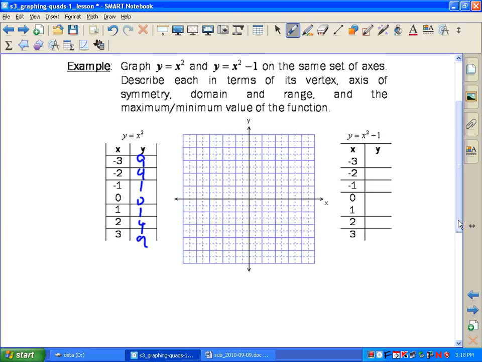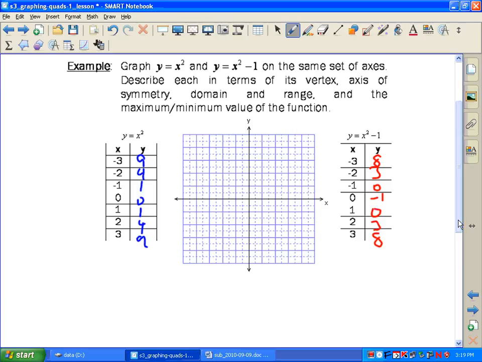Now, the one on the right is a little different. It's x squared minus 1. So basically, you take all those answers we just wrote down in blue and subtract 1. So that's 8, 3, 0, negative 1, 0, 3, 8.